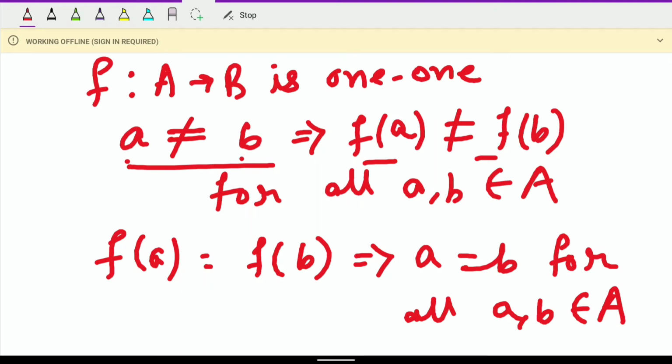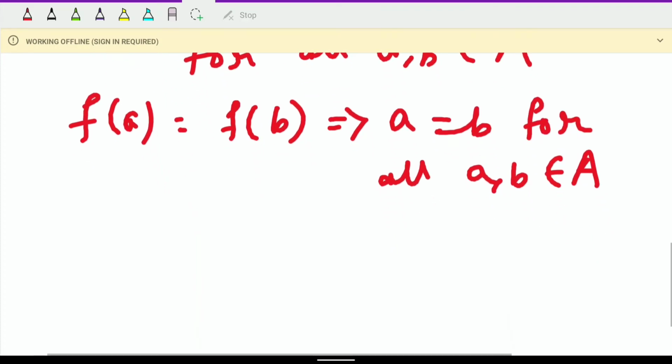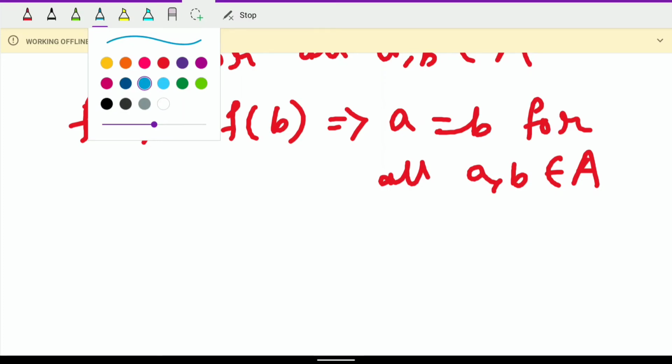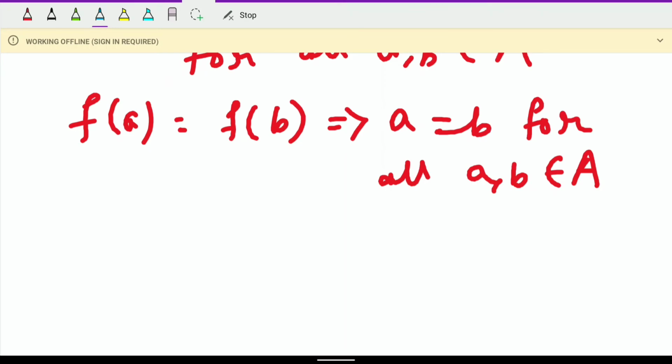Assume a function which associates to each country in the world its capital. You already know that every country has its own capital. So, illustration number 1.